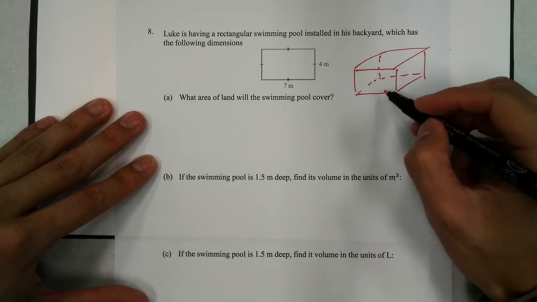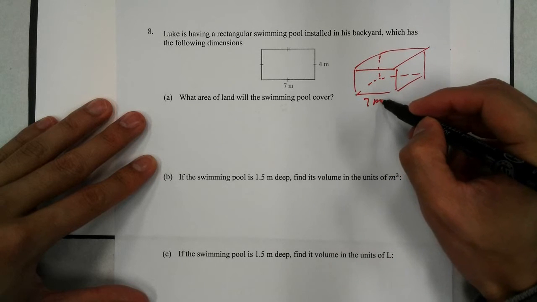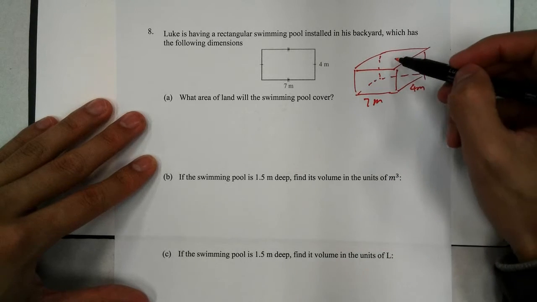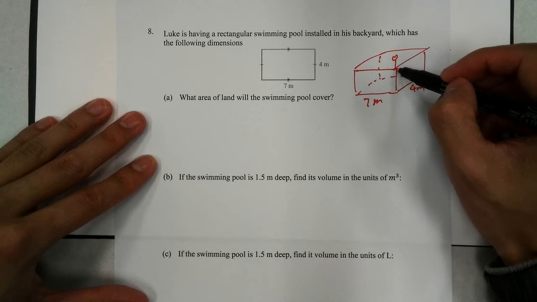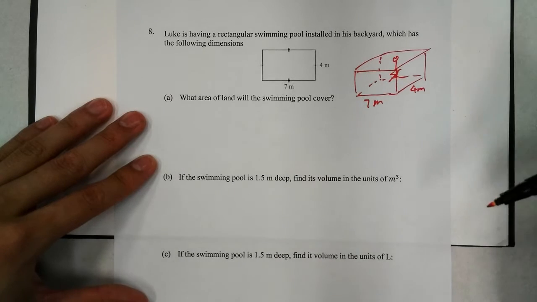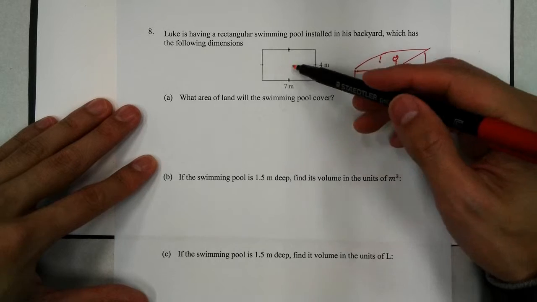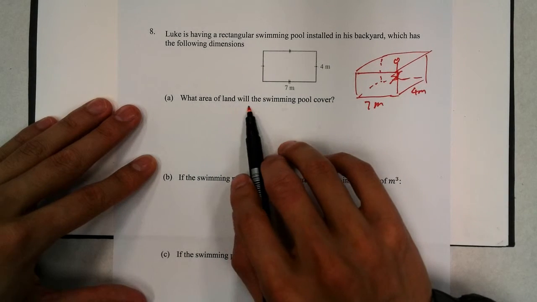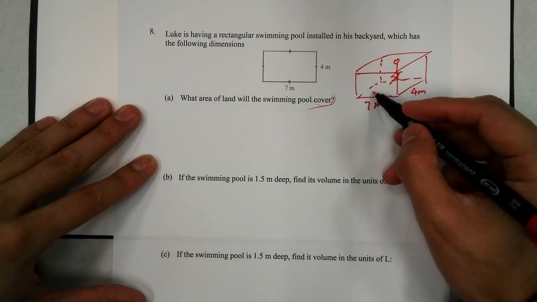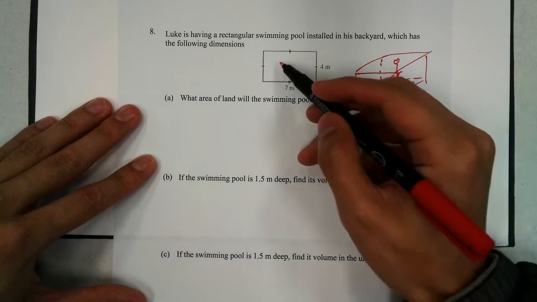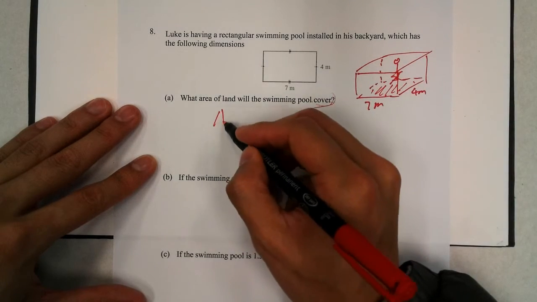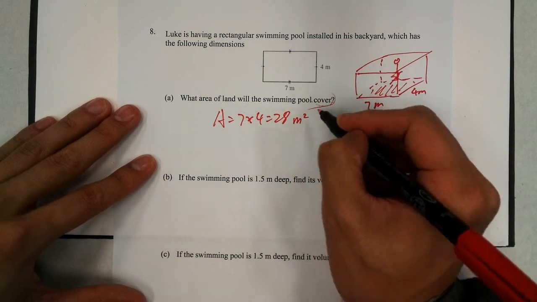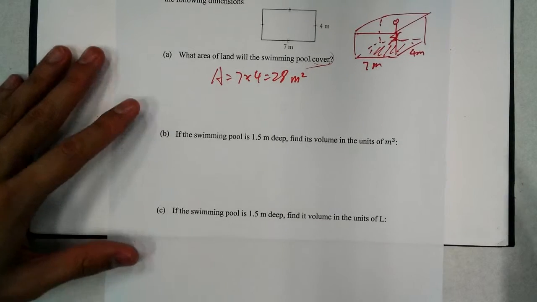This is the base, which is 7 meters. There is 4 meters, right? Then we have a height here, so we can swim here, right? We are inside the swimming pool, right? We are not standing on the swimming pool. So now the area of land it will cover means we are looking for the base area. The base area is 7 times 4, which is 28 meters squared. That's for the base area.